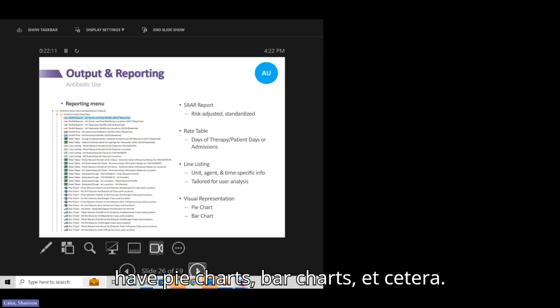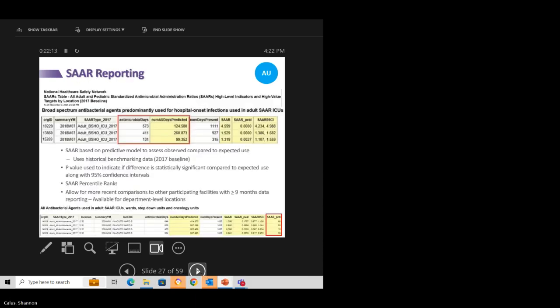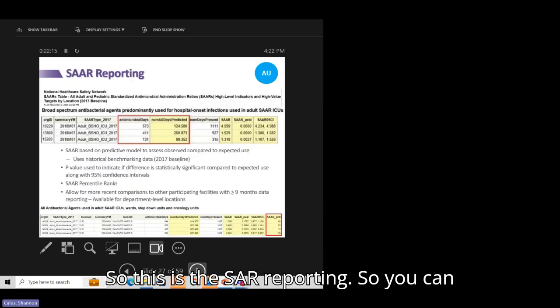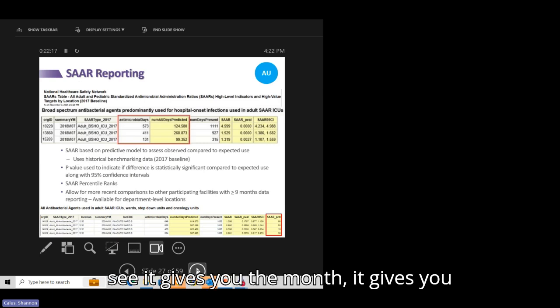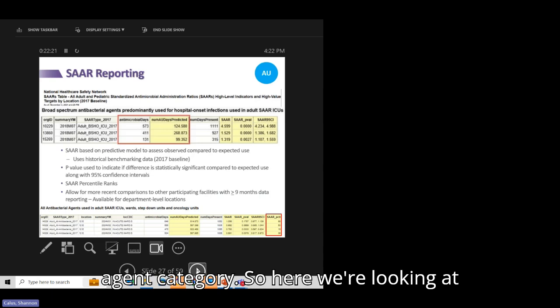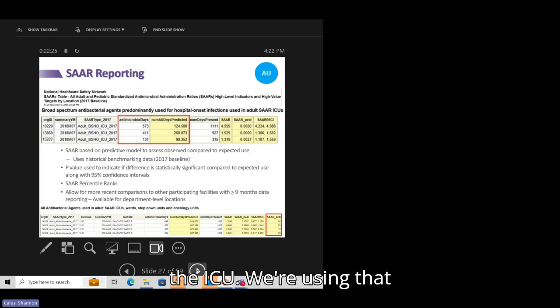But they have pie charts, bar charts, etc. So this is the SAR reporting. You can see it gives you the month, it gives you the unit. Here we're looking in the agent category, at adult, broad spectrum hospital onset in the ICU.